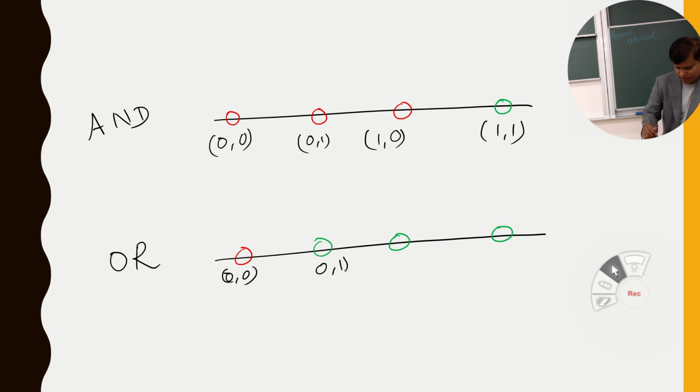Zero, 1, 1, 0, 1, 1. Okay, given these conditions, is it easy for you to have a classifier that can classify the input and the output, like what is the place or where you are going to have the dividing line in this case?